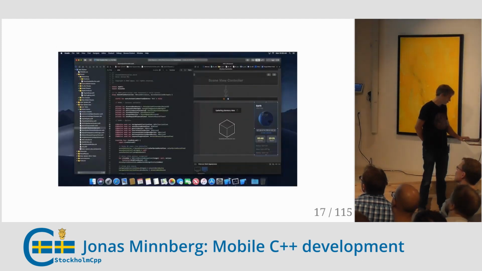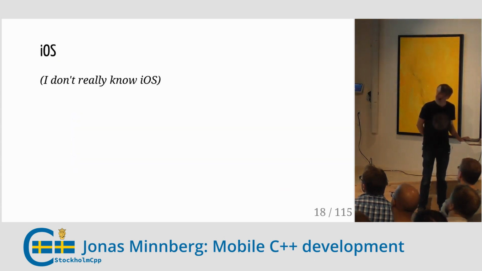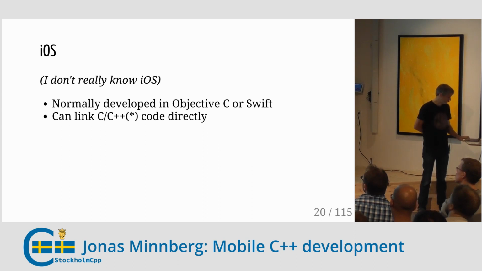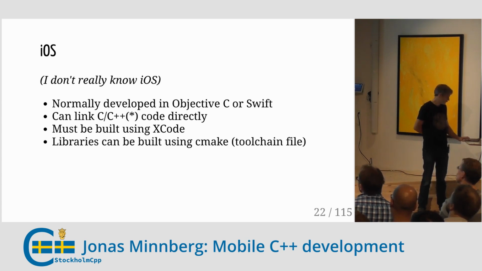On iOS, you have Xcode. And I should say that, like I said before, I don't really know iOS that much. But you normally develop in Objective-C, or in our case, Swift. And you can link to native code using this thing called Objective-C++, which we'll get back to. You must use Xcode to build. You must use an Apple computer to build. At least the final step has to be on Xcode on an Apple. But you can use CMake here as well. There's a pretty good open source toolchain file you can use that we also use.